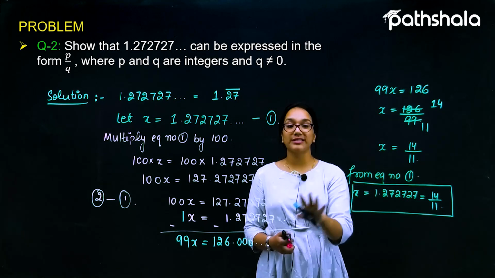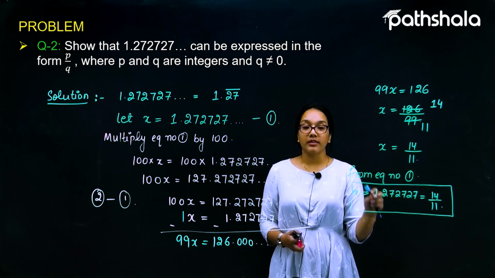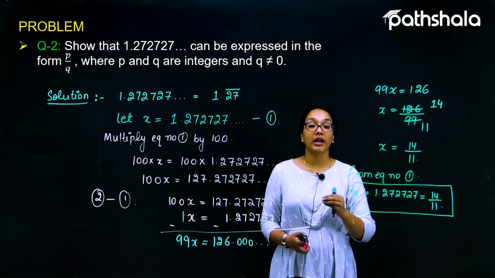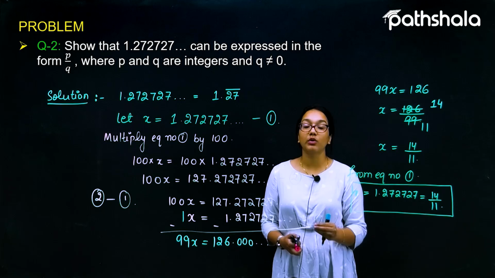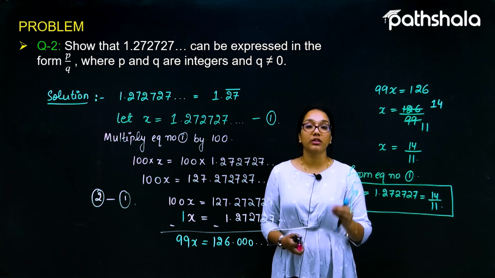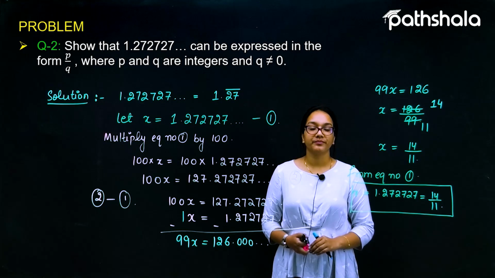I hope all the steps are clear to you, that is, the steps needed to write any particular decimal expression in the form of p by q.